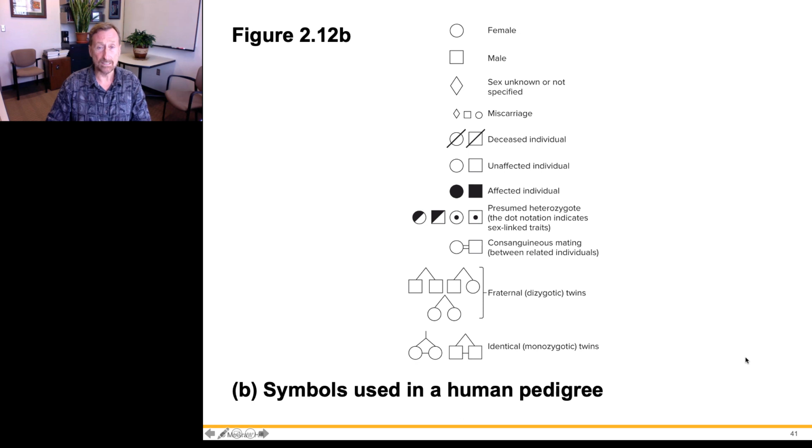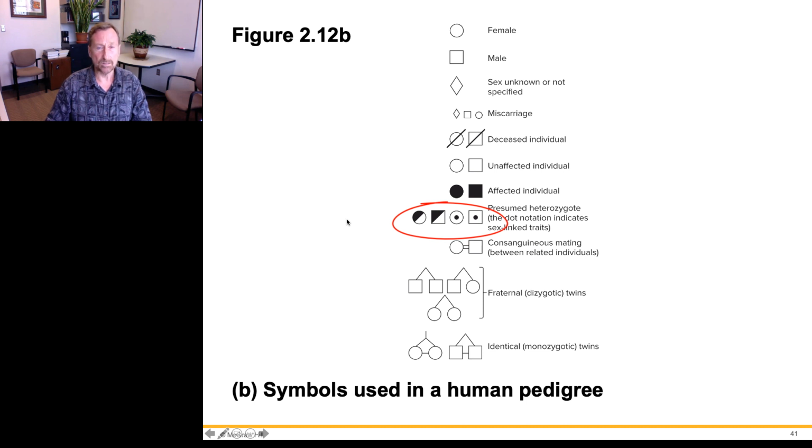And so these are the symbols in a pedigree. I won't go through them all. What you might want to do is to pause the slide and take a look at them and then come back. One thing I want to point out is these symbols right here in the middle. So these are symbols that denote presumed heterozygotes, and so they're denoting genotype.